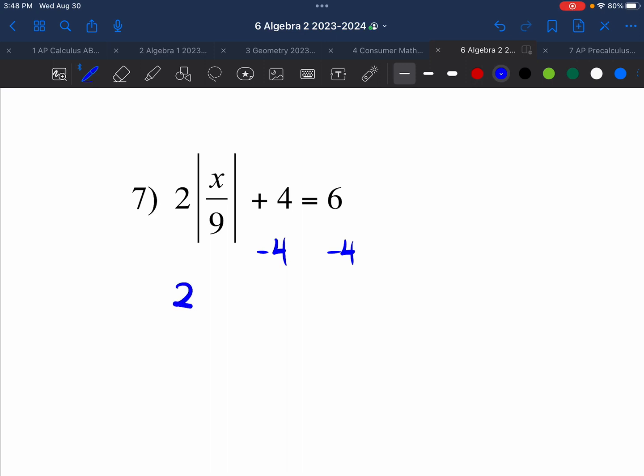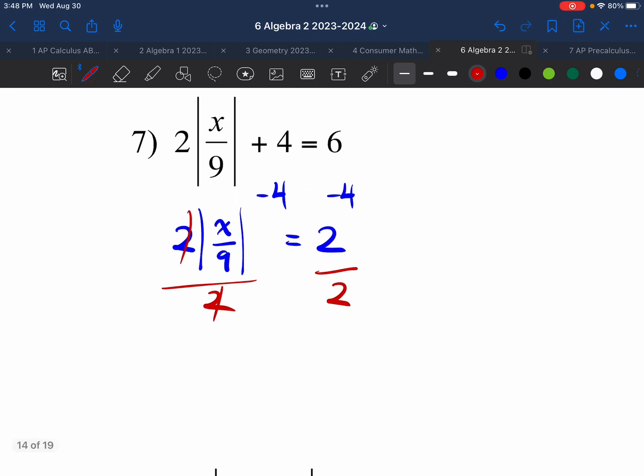When I do that, I'm left with 2 times the absolute value of x divided by 9, and the absolute value is equal to 2. From there, I need to undo the 2 by dividing both sides by 2. The 2 and 2 will cross cancel, leaving me with just the absolute value of x over 9. Make that a little bit longer so you know it's an absolute value, not a 1. This is going to be equal to 2 divided by 2, which is 1.